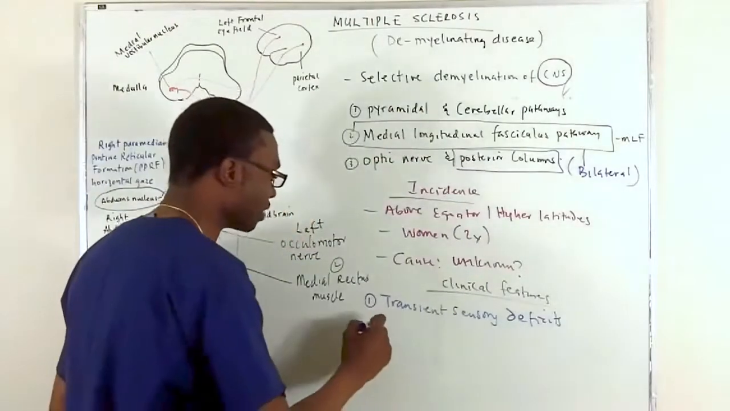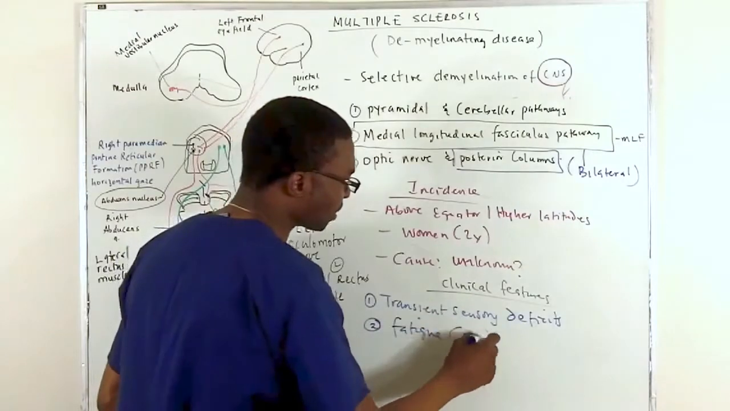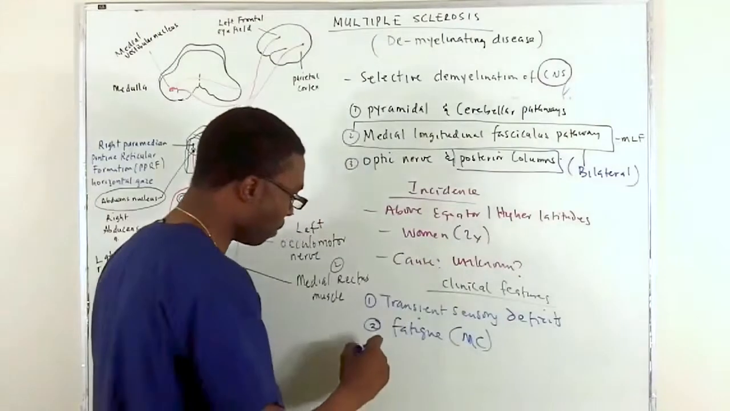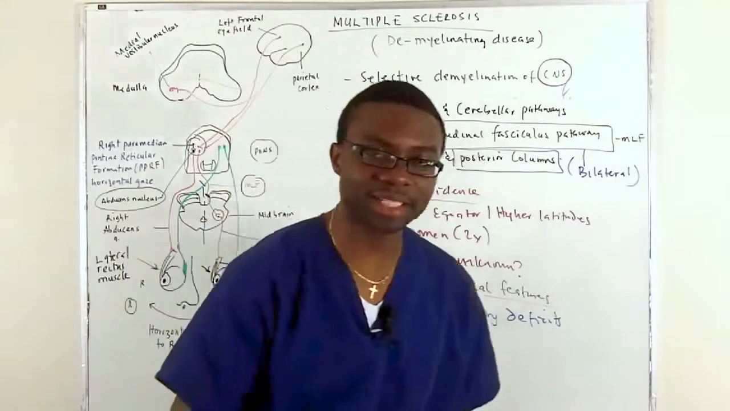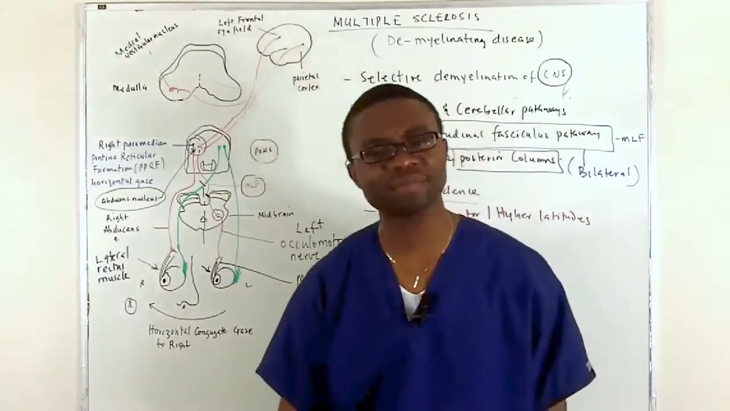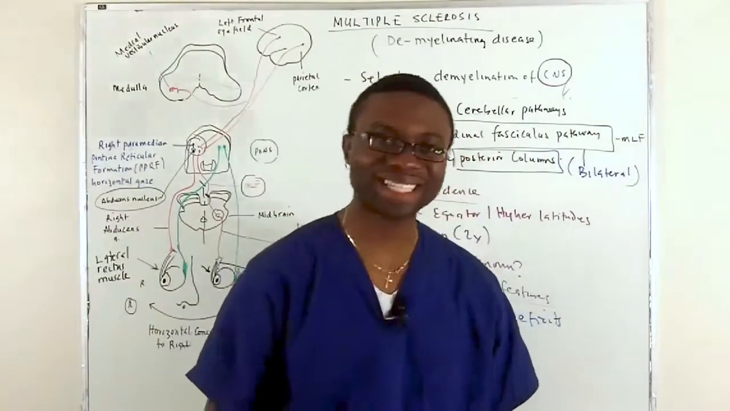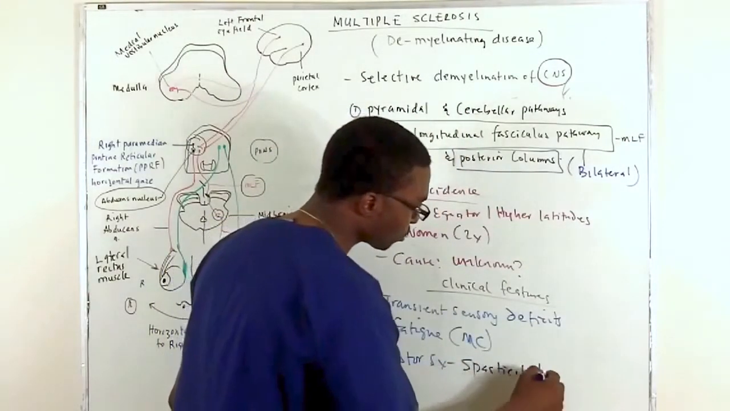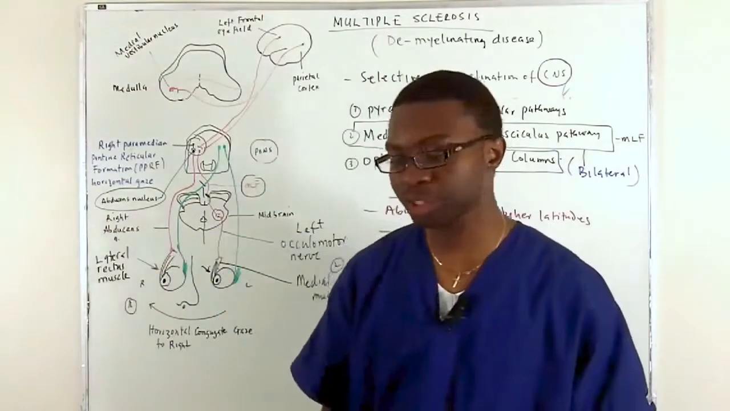And then they have a lot of fatigue. That's the most common complaint. Doc, I'm always tired. Then they develop motor symptoms, such as weakness, weak arms. You know, Doc, my arms are always feeling weak, or my leg is always giving out on me. Those are motor symptoms. Or sometimes they develop spasticity, or weakness. Well, spasticity is an upper motor neuron disease.